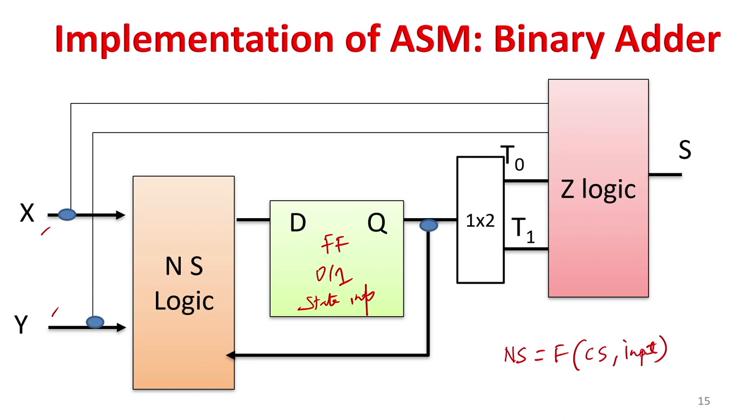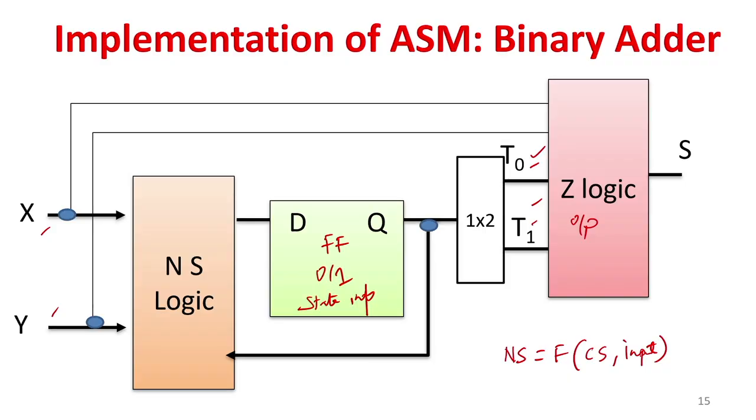Okay, and Z logic is the output logic. For output logic, we need to look at which state you are in. Based on T0, T1, there are 2 states, and this is kind of decoded. If Q is equal to 0, then this will be enabled. If Q is equal to 1, then this will be enabled. So only a 1x2 decoder is there, so it is already decoded. And Z logic will be based on the decoded thing. So you are in which state and how it will behave.